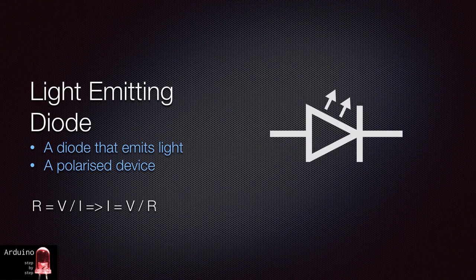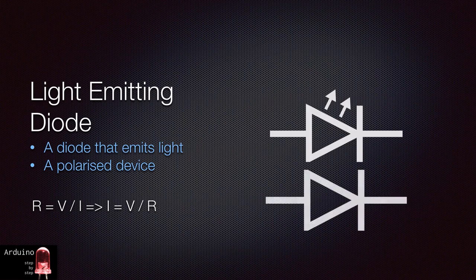The symbol for a diode is almost the same as the one for an LED. The only difference is the presence of arrows, which show that light is emitted from an LED.